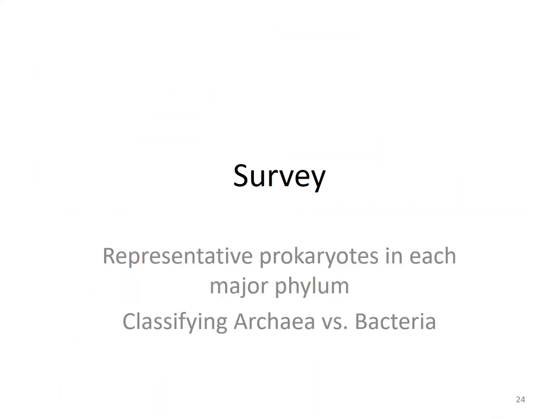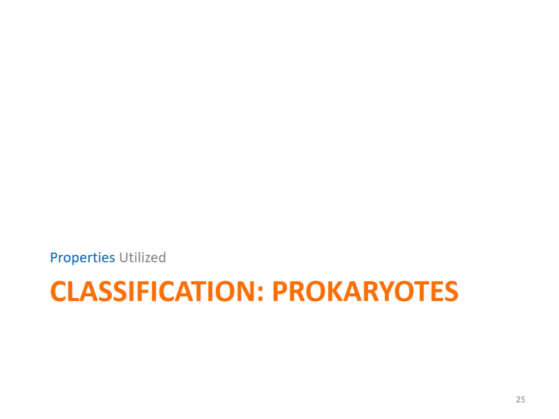So what we want to do, based on those descriptions that we just gave you, is look at how we classify things, how we give them names, and how we identify them. We're going to start with the first set of prokaryotes, which are going to be our archaeans, followed by bacteria. So we start off with our prokaryotes.